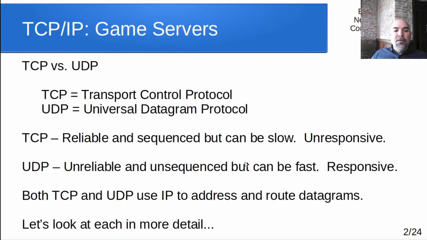So UDP is kind of a lower level protocol that doesn't have sequencing. It doesn't guarantee reliability. But because it doesn't do that, it can be very responsive and fast. So it's unreliable, unsequenced, but has the potential to be much faster than TCP. And the reason being that it all comes down to both of them are using IP addressed packets, datagrams that are routed through the internet.